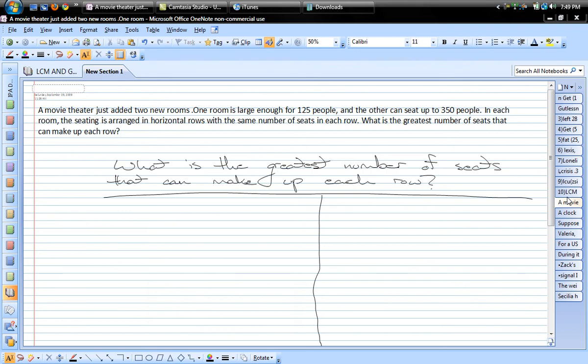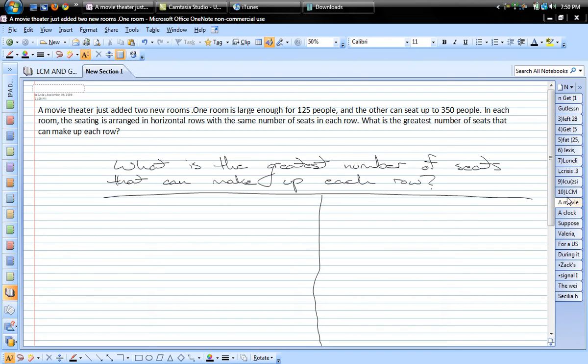All right, scholars, we're going to be looking at our first word problem. Problem number 11 says a movie theater just added 2 new rooms. One room is large enough for 125 people, and the other can seat up to 350 people. In each room, the seating is arranged in horizontal rows with the same number of seats in each row. What is the greatest number of seats that can make up each row?